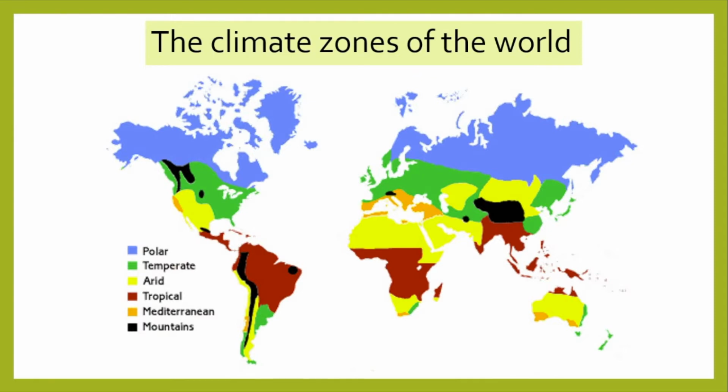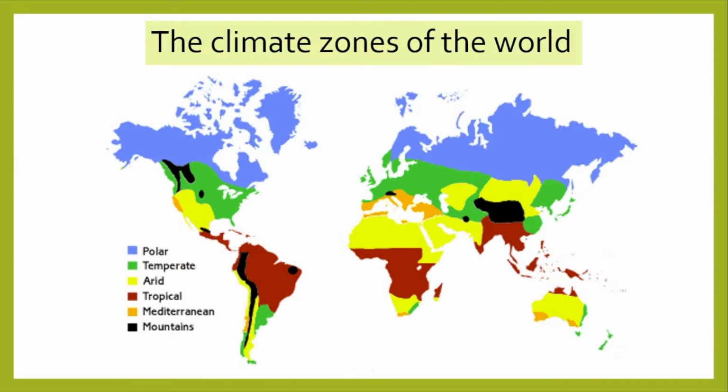Tropical or equatorial around the equator there in the red. Mediterranean, pretty much mostly just that little patch there around the Mediterranean Sea. There is another little bit here on the west coast of America. And then mountain or tundra climate. So these black patches here, where you've got the Rockies, the Himalayas, the Andes and the Alps, that creates mountainous or tundra climate.